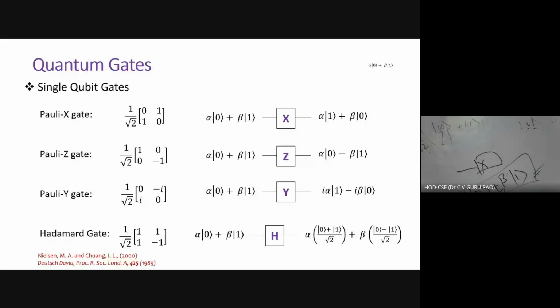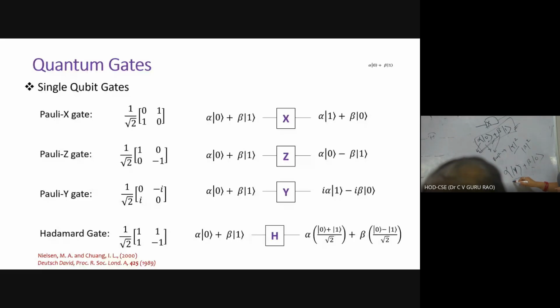Okay, any combination we can take here, and with this single qubit, we can generate n number of states. So basically, this is the state vector we always take, alpha 0 plus beta 1. In the X gate, what it does is convert this 0 into 1 and 1 into 0. Whatever state it gets, it will just flip it. So at the end, we get alpha 1 plus beta 0.